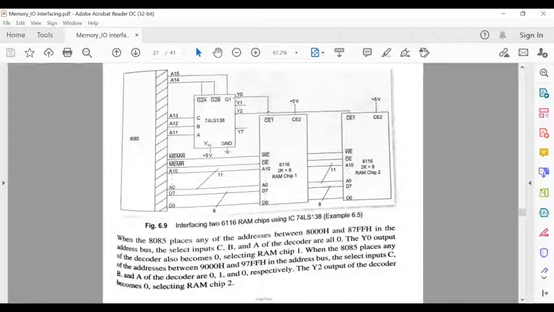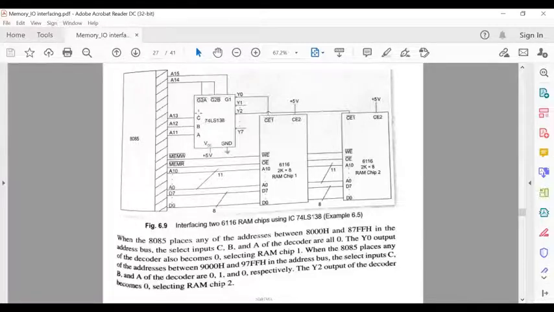Okay, because all these outputs are active low. So this is also active low, so you need such active low signal to enable these RAM ICs. And the other active high chip enable pin is to be connected with the 5-volt power supply, where logic 1 is available every time. Okay, now A11, A12, and A13 are already connected to the select inputs of this 3 to 8 decoder IC.